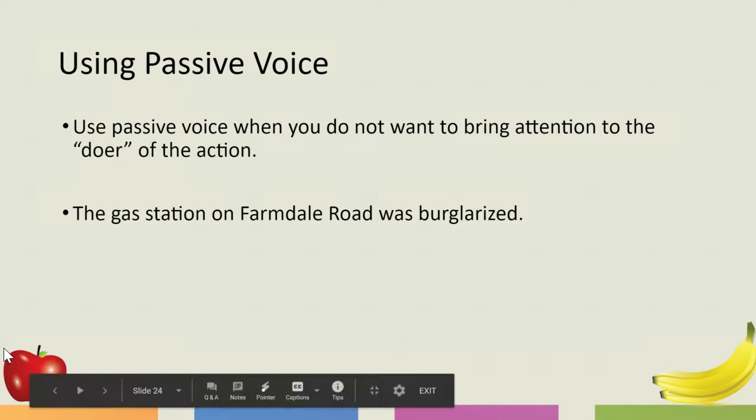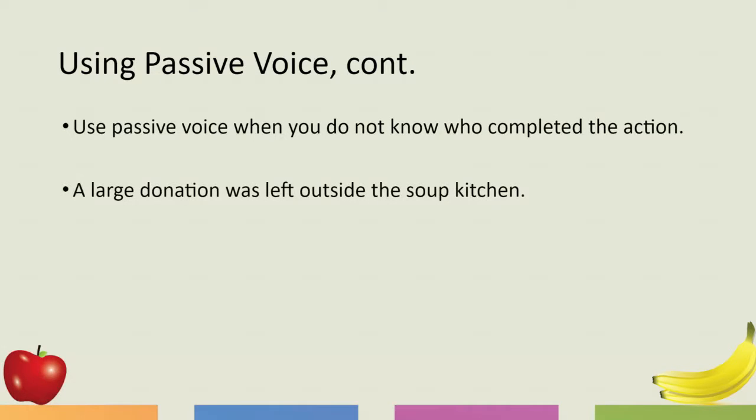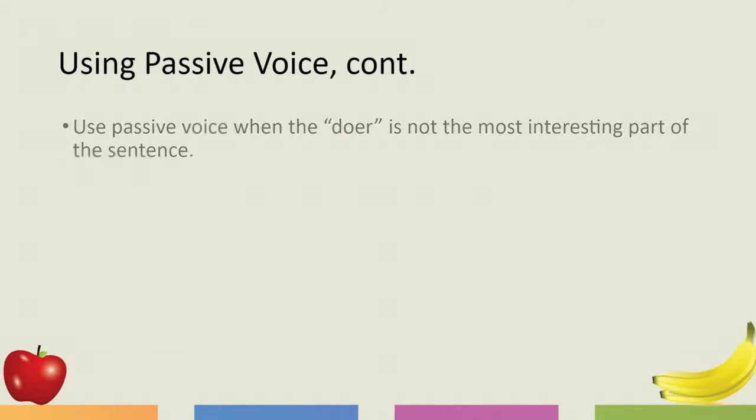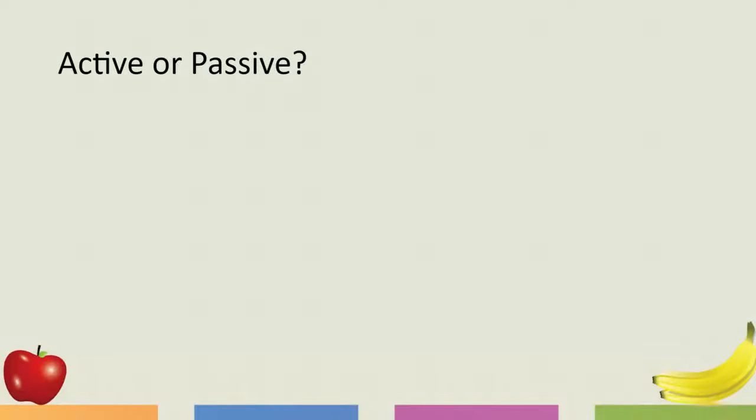The gas station on Farmdale Road was burglarized. Use passive voice when you don't know who completed the action. A large donation was left outside the soup kitchen. Use passive voice when the doer is not the most interesting part of the sentence. The cookies are being frosted. Yeah, we don't care who that sentence is about. We care about the cookies.